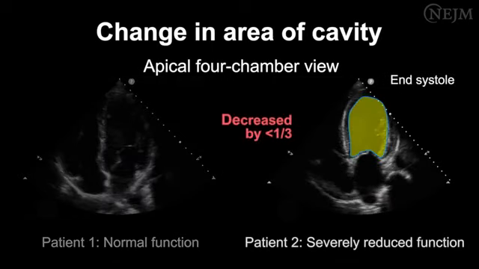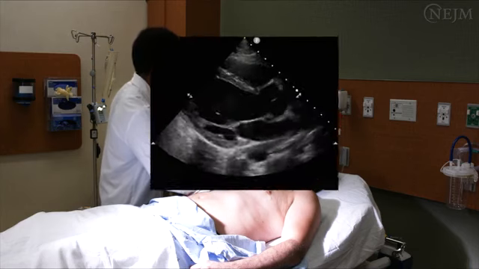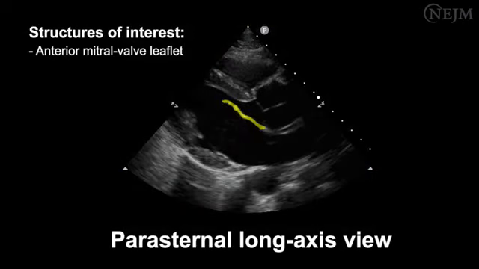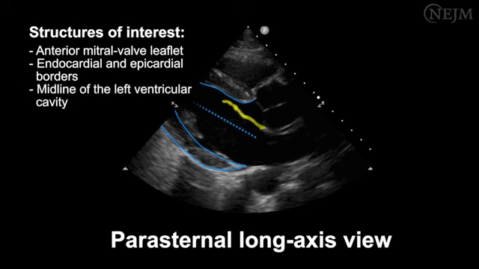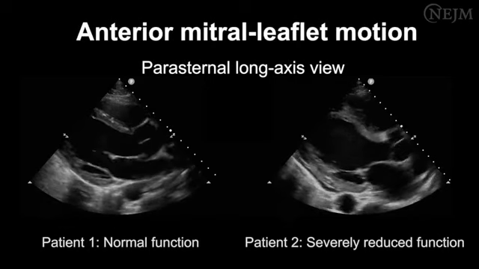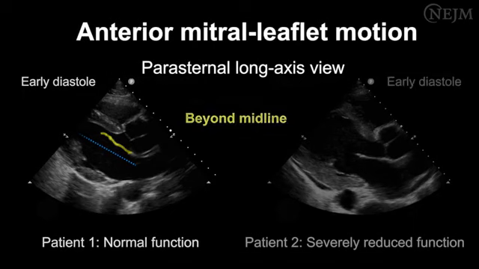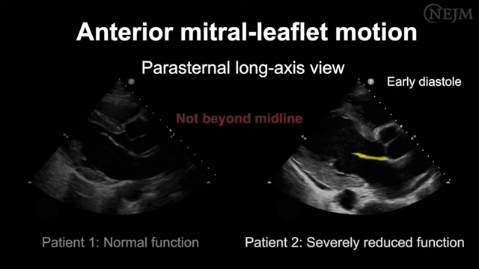In the parasternal long axis view, identify the structures of interest, including the anterior mitral valve leaflet, the endocardial and epicardial borders, and the midline of the left ventricular cavity. Evaluate the anterior mitral leaflet motion. In patient 1, the leaflet clearly extends beyond the midline of the left ventricular cavity during early diastole. But in patient 2, the leaflet does not extend beyond the midline.